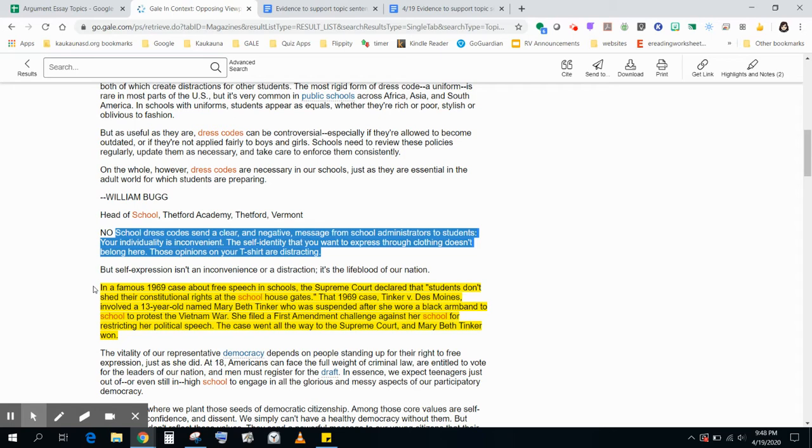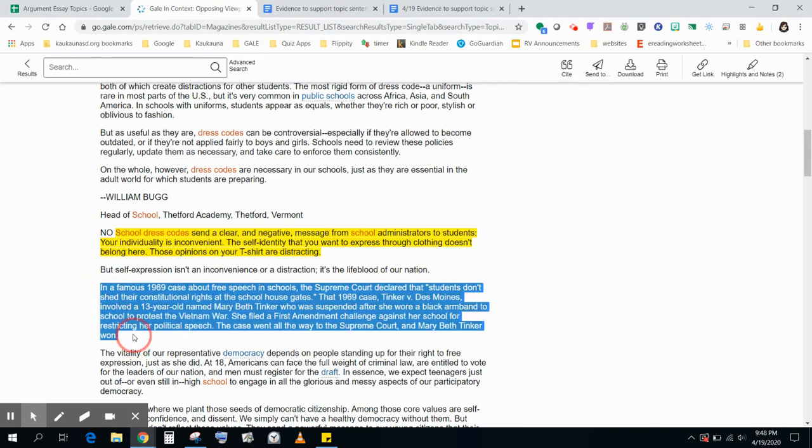That 1969 case, Tinker versus Des Moines, involved a 13-year-old named Mary Beth Tinker who was suspended after she wore a black armband to school to protest the Vietnam War. She filed a First Amendment challenge against her school for restricting her political speech. The case went all the way to the Supreme Court, and Mary Beth Tinker won." And so school uniforms infringe on an individual's freedom for creativity. This is a great example of how someone wanted to wear a black armband to make a statement about their frustration about the Vietnam War. They were told no, and she took it to the Supreme Court and found out, yes, she could wear this black armband to show that she did not agree with the Vietnam War.